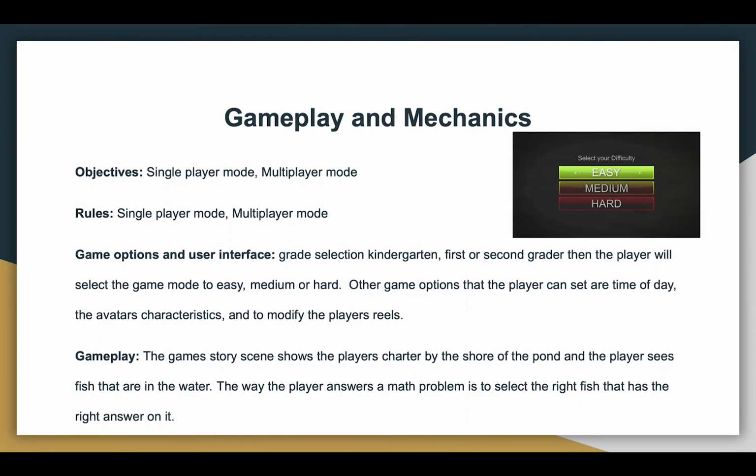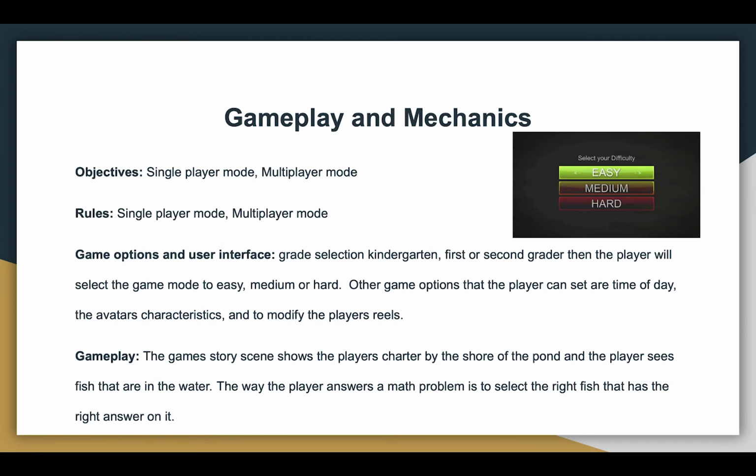The multiplayer mode is a competition between 2 players. Multiplayer mode is only played on one device. The players take turns and answer 8 questions. After the 8 questions, whoever answers the questions the fastest will win that round. And the players will play 3 rounds, and whoever wins 2 out of 3 of the rounds wins the game.